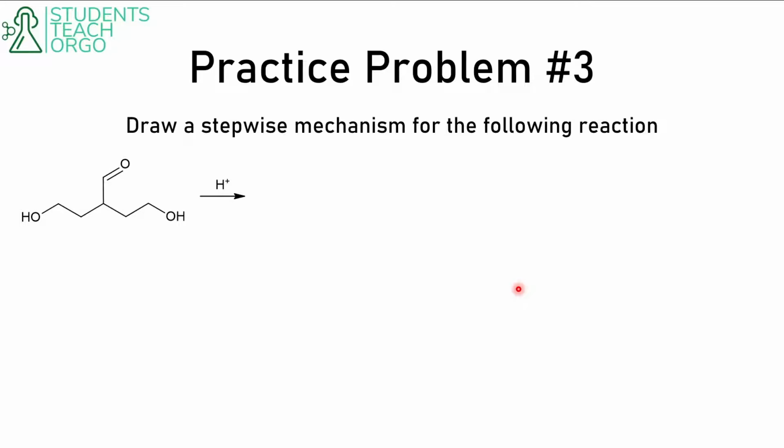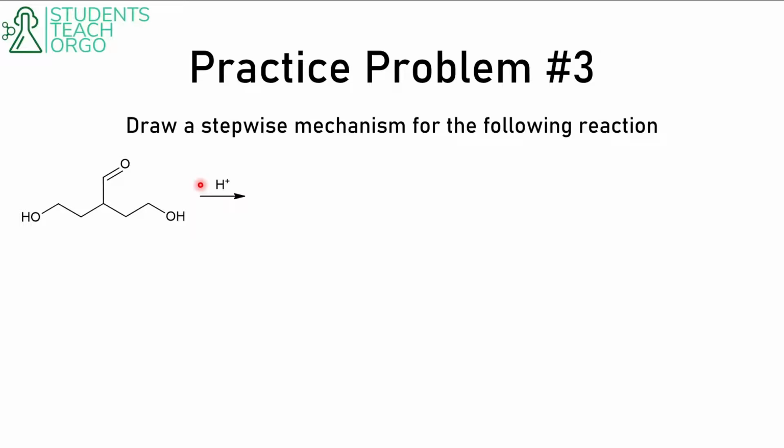Okay, practice problem 3. Go ahead and try this one. Okay, so we have this molecule here, which we see has an aldehyde and 2 alcohol groups. And each of the alcohol groups is 1, 2, 3, 4, and 1, 2, 3, 4 carbons away from this aldehyde group here, and we're reacting with acid. So again, this should tell you that we're forming a cyclic hemiacetal.